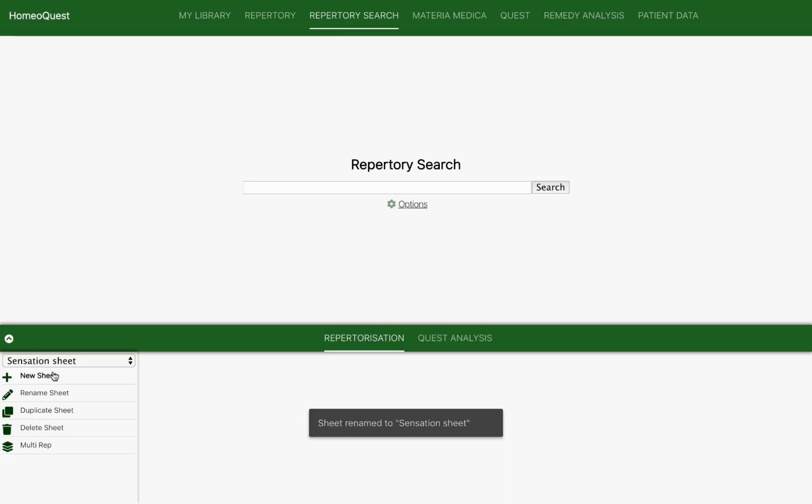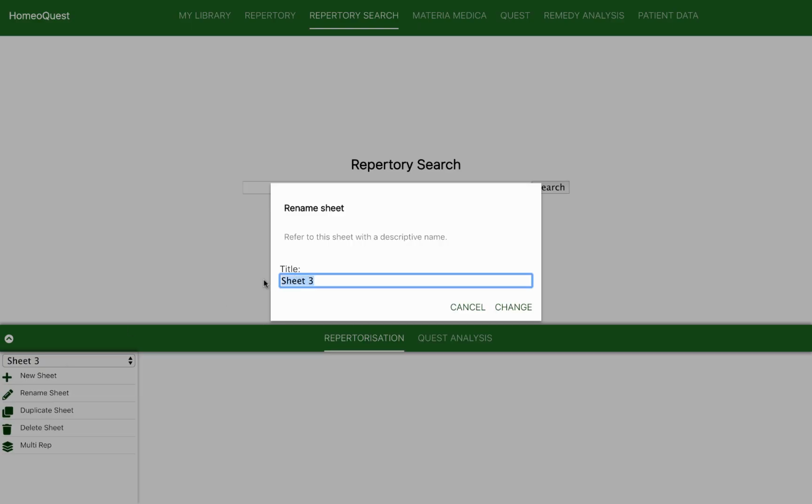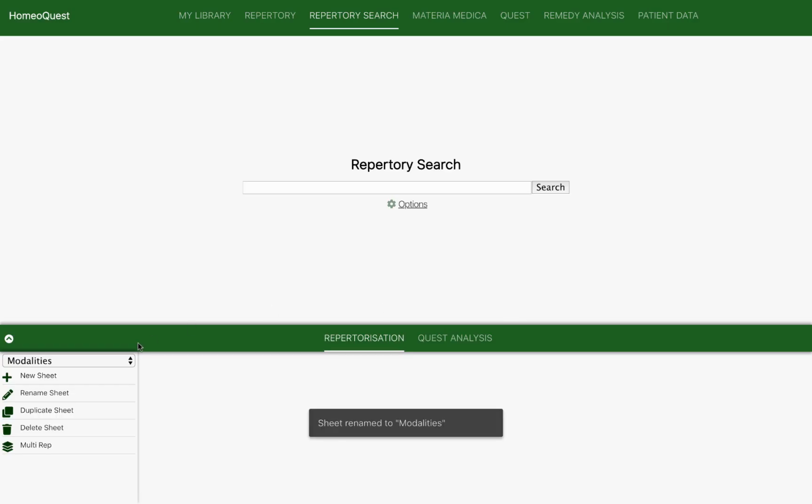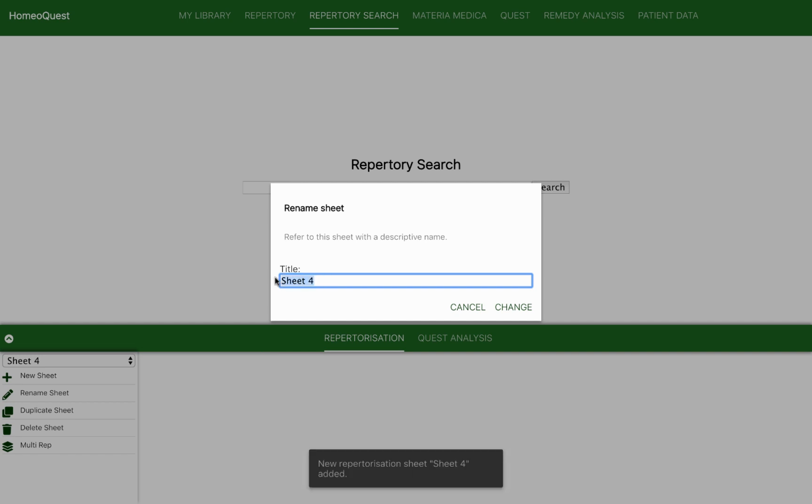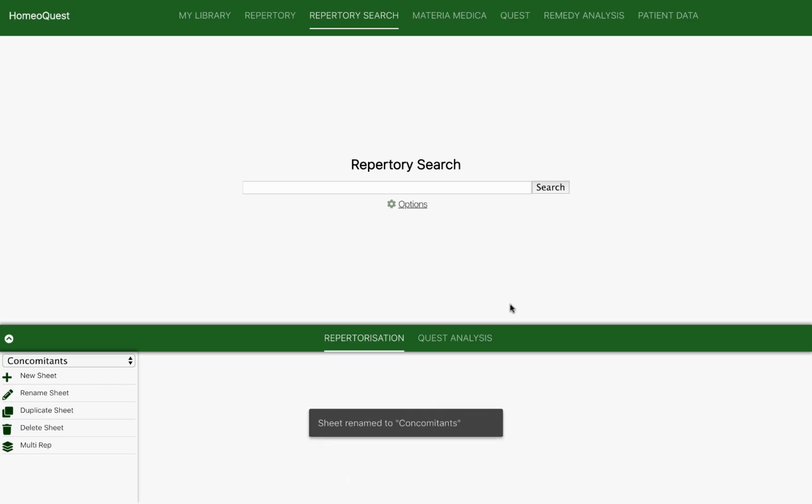Okay, the third sheet you're going to call, I'm just renaming it, the modalities. And the fourth sheet I'm going to call the concomitants. So we can compare and contrast and make different changes there.